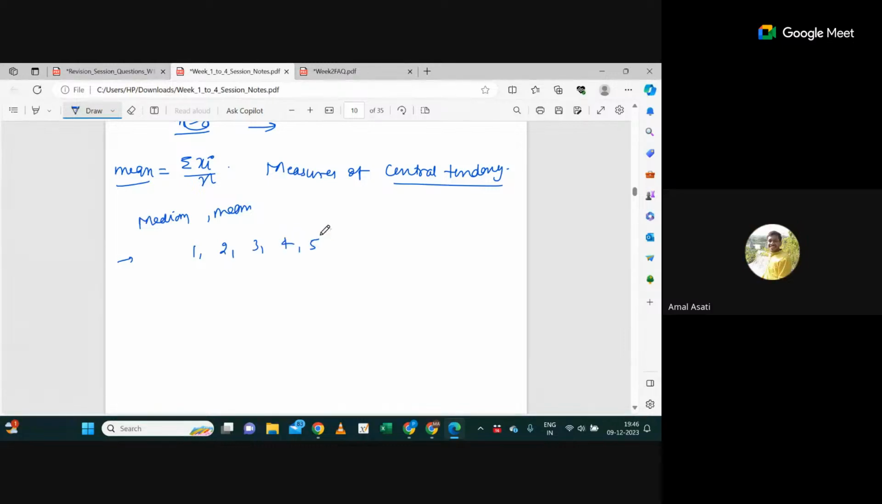When data is categorical, no. I'm asking for numerical data itself. See, median is there, mean is there. Why are we interested in them? In which scenario will I prefer the mean or median?